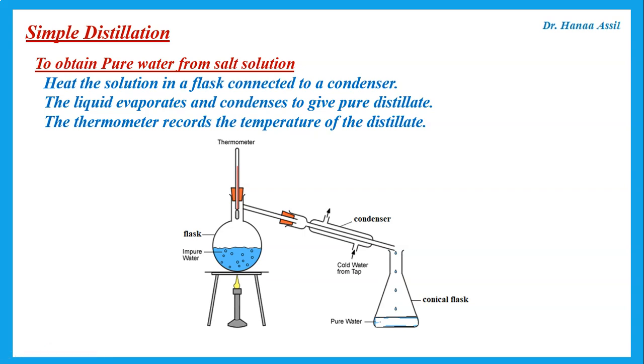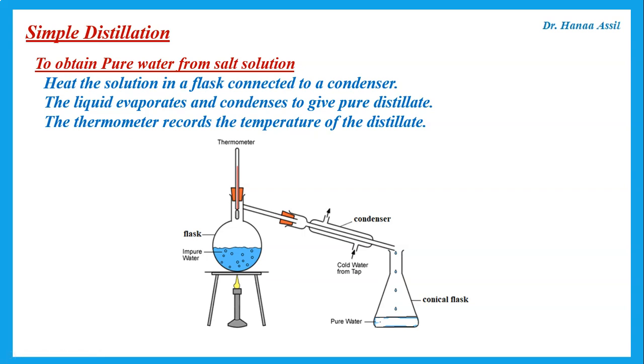What if we have a solution, but we want the water, not the crystals? If we want the solid or the salt, we do crystallization. But what if we want the water? We do simple distillation. In this case, we heat the solution in a flask connected to a condenser. The liquid boils, evaporates, and condenses. It cools and condenses in the condenser to give a pure liquid, which we call the distillate. The thermometer in the flask records the temperature at which the liquid boils.